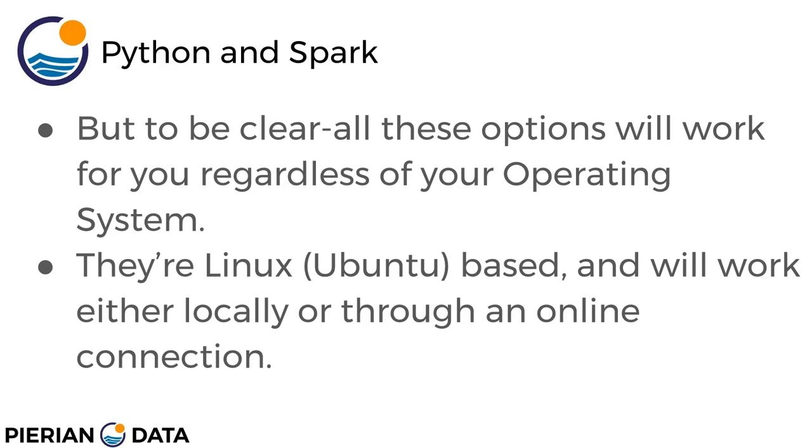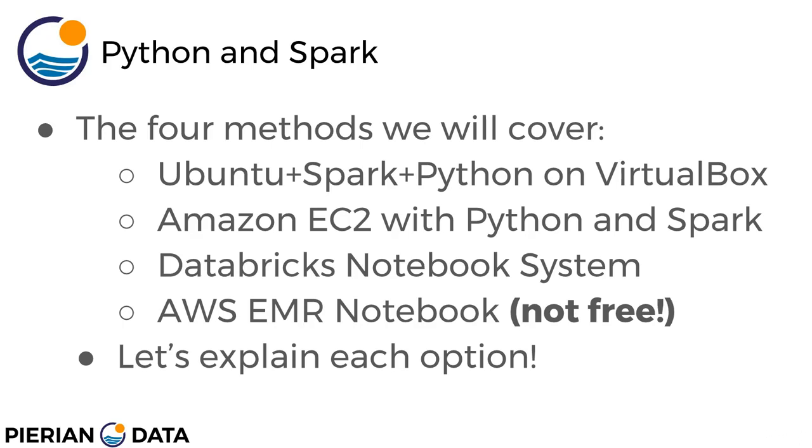The 4 methods we're going to be covering are setting up Ubuntu, Spark, and Python on a VirtualBox on your local machine, having Amazon EC2 with Python and Spark, showing you a company called Databricks, which has its own notebook system, and then also showing you the Zeppelin notebook system on Amazon Web Services Elastic MapReduce. Now note, this one's not free.